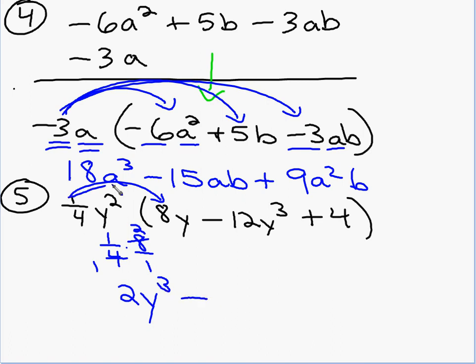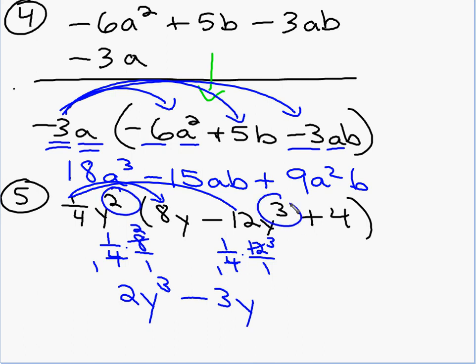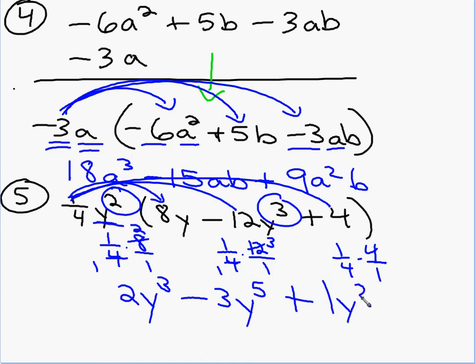Minus, now I need to do 1/4 times 12. 1/4 times 12 over 1. Well, I factor again. 4 divided by 4 is 1. 12 divided by 4 is 3. So this middle term will be 3y to the what? Well, I add these two exponents, so yes, it is to the 5th power. And then plus, I need to do 1/4 times 4. Well, what's 1/4 times 4 over 1? 1. So this last term will be 1, and I've still got a y squared. And so there's your answer.